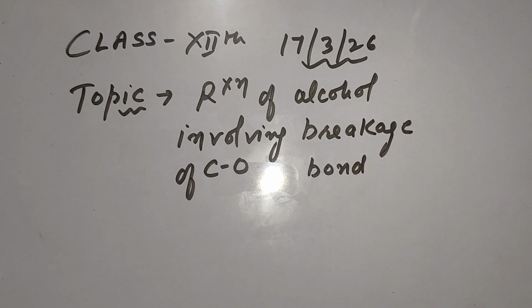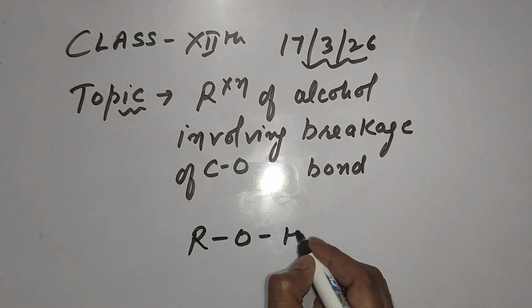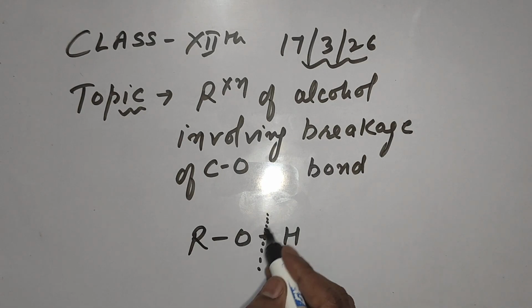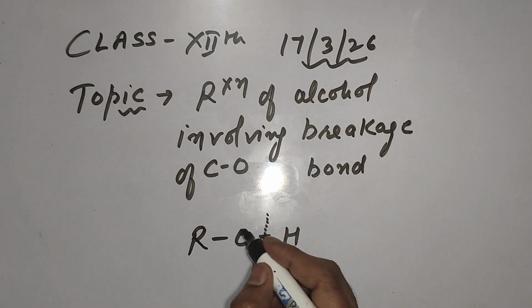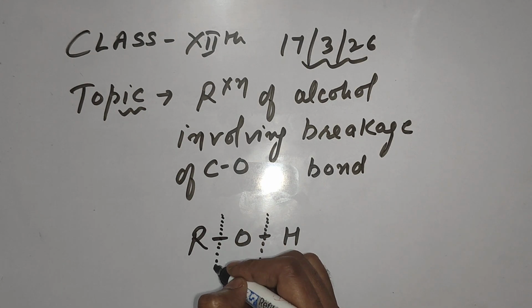Hello everyone, class 12. Topic is reaction of alcohol involving breakage of carbon-oxygen bond. In previous videos we have covered those reactions in which there is a breakage of oxygen-hydrogen bond. As you know, the general formula of alcohol is ROH. In previous videos we have covered these reactions in which oxygen-hydrogen bond was breaking and alcohol was showing acidic behavior. Now it's time to discuss those reactions in which we have a carbon-oxygen bond breakage.